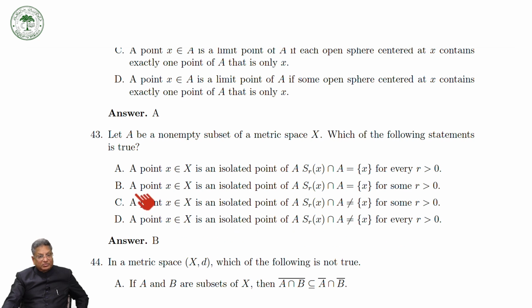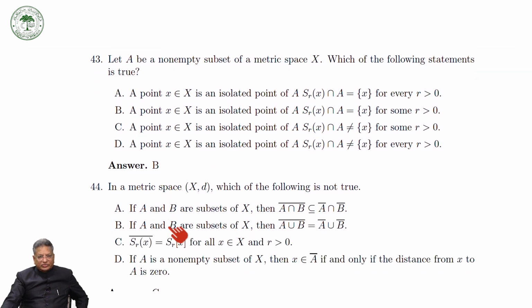But we have mentioned that by the definition, a point x is an isolated point of A if, for the open ball with center at x, there exists r greater than 0 such that S_r(x) intersection A contains only that point. This is the definition of an isolated point. So B is true. So this I have already given.